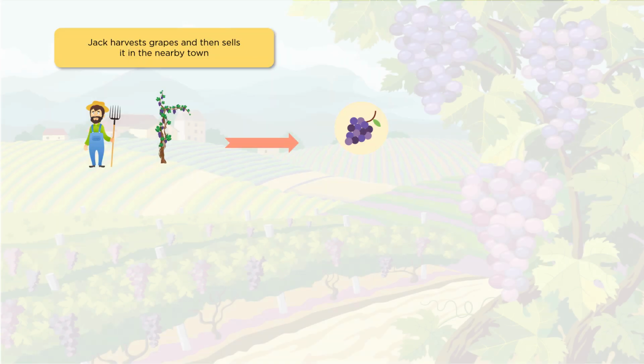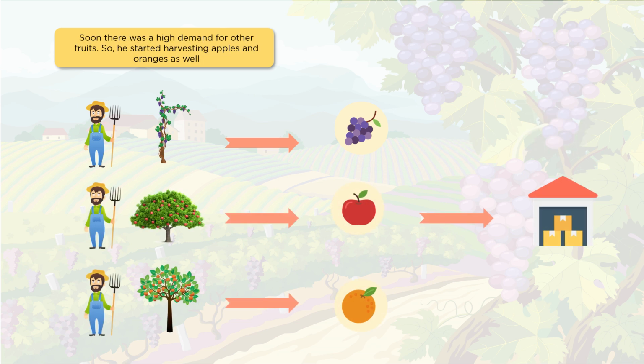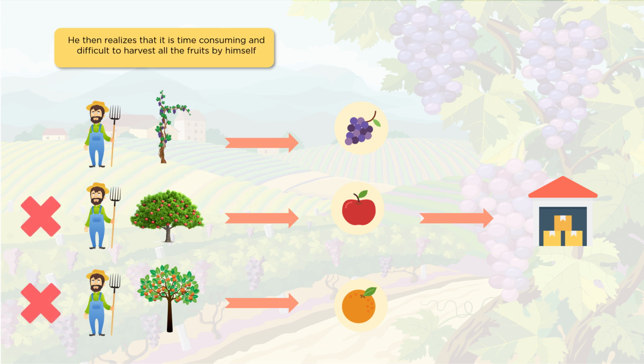We have Jack who harvests his grapes and then sells them in the nearby town. After harvesting, he stores his produce in a storage shed, or a storage room in this case. What he found out though is there was a high demand for other fruits, so he started harvesting apples and oranges as well. Hopefully he has a couple of fields with these different fruit trees growing. You can see that he's working hard to harvest all these different fruits, but he has a problem here because there's only one of him, so he can't really do more work.